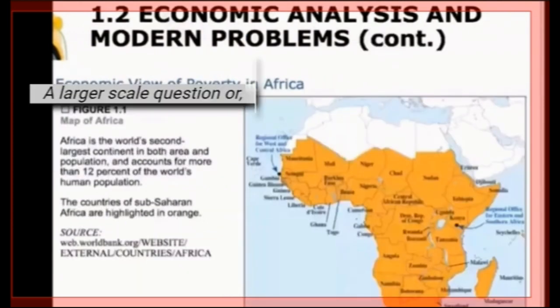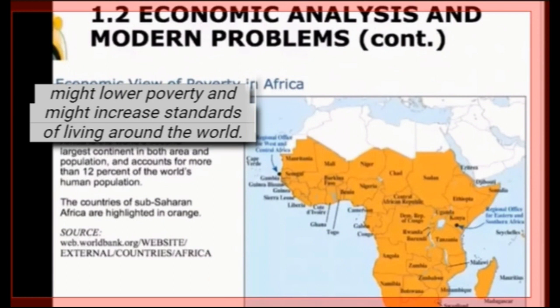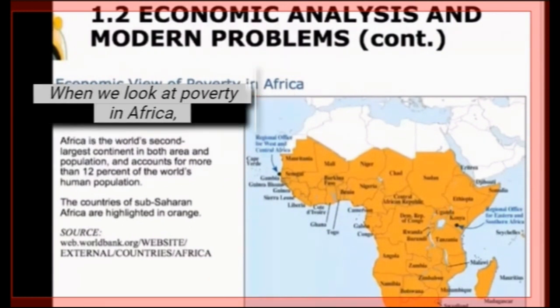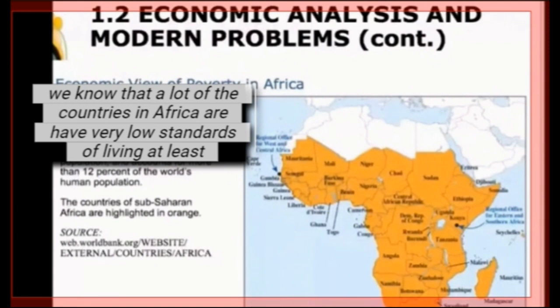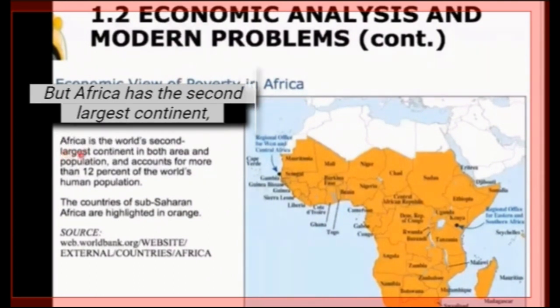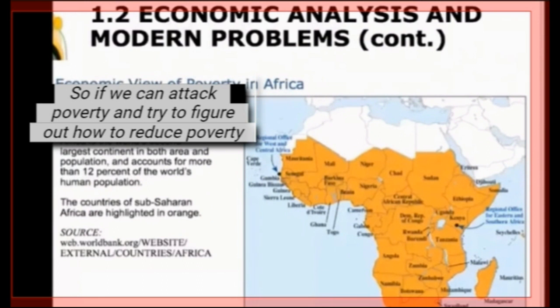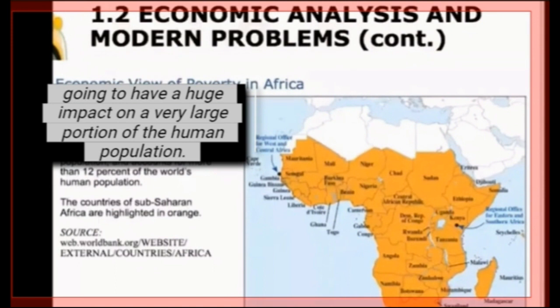A larger scale question, or a more global question, might be poverty, and what policies might lower poverty and might increase standards of living around the world. This becomes very important when we look at poverty in Africa. We know that a lot of the countries in Africa have very low standards of living, at least compared to the more developed countries around the world. But Africa is the second largest continent, both in area and in population, and accounts for 12% of the world's human population. So if we can attack poverty and try to figure out how to reduce poverty around the world, it's going to have a huge impact on a very large portion of the human population.